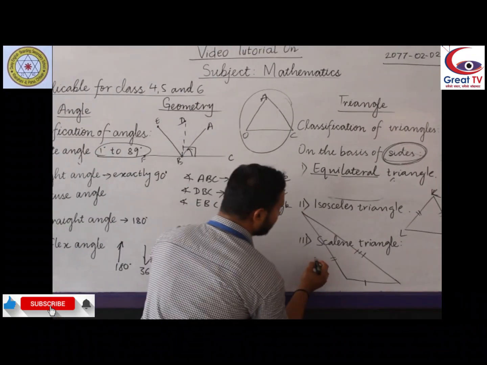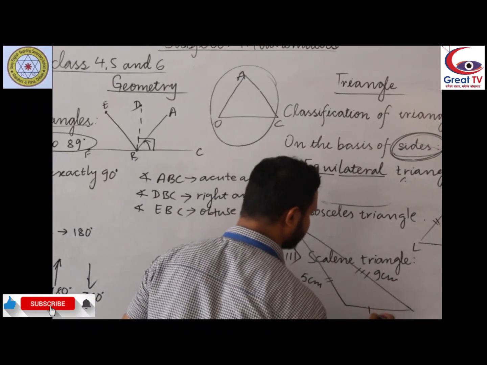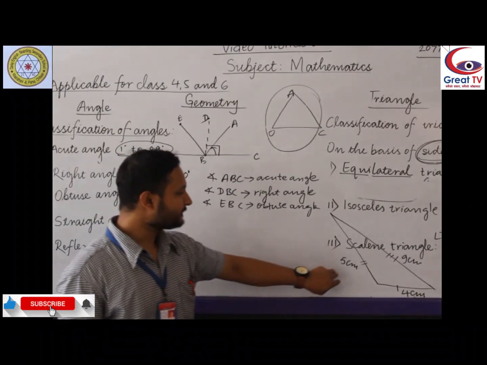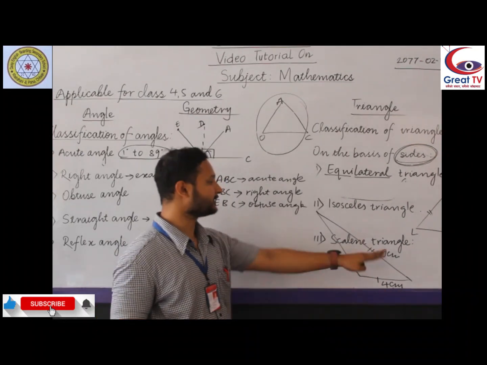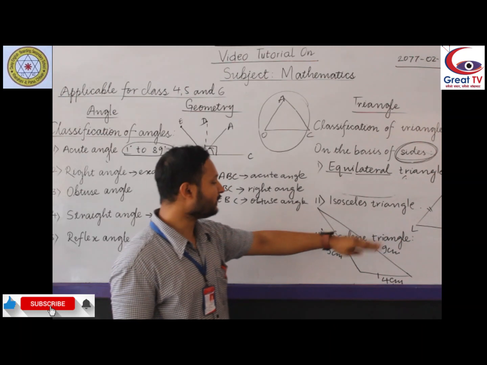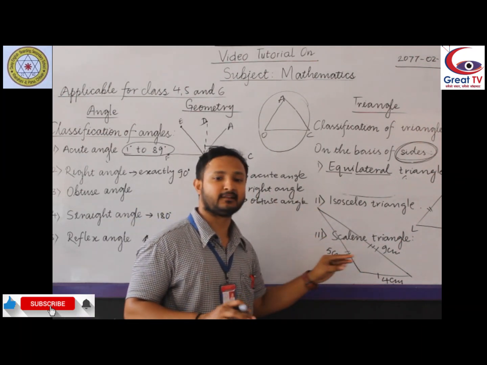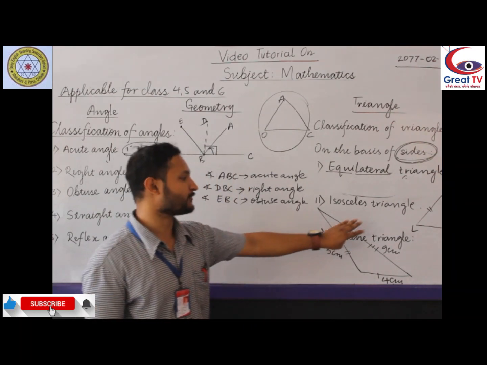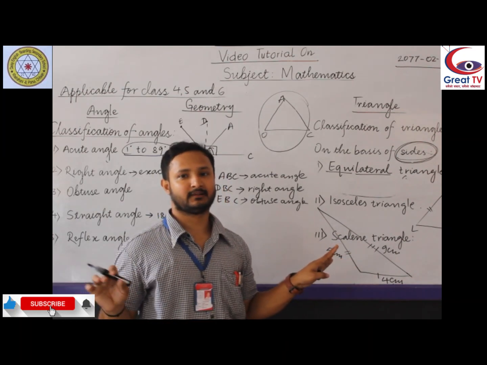Suppose this is 5 cm, this is 9 cm, this is 4 cm. Look, 5, 9 and 4, they are not equal. They are different. So if all the sides are not equal, they are different to each other, then that is called a scalene triangle. Scalene triangle, no sides are equal.